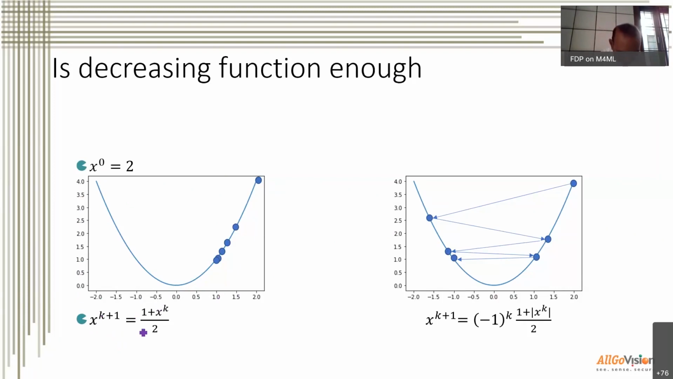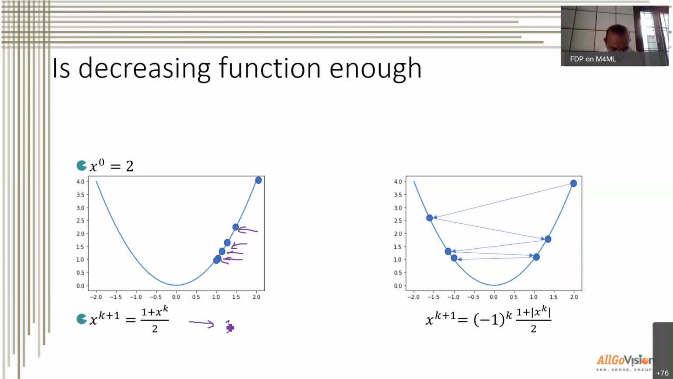Next iterations are x_{k+1} is (1 plus x_k) divided by 2. So from 2 I will come to 1.5, and the function value, which was 4, is now 2.25. So obviously I have decreased the function. Now from there I will go again with the same iteration: 1 plus 1.5 divided by 2, so I come to 1.25. I obviously decrease the function value. Then I will go to 1.125, so on and so forth. 1.0625, I guess. 1.03125. But we can see that this sequence will eventually converge to 1.